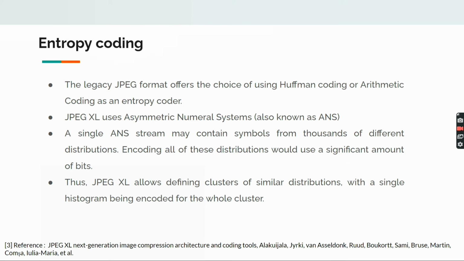But this would require a significant amount of bits. So what it does is divide the streams from different distributions into clusters with similar distributions, with a single histogram being encoded for the whole cluster. This solves the problem of using a higher number of bits. That is, clustering is the technique used.